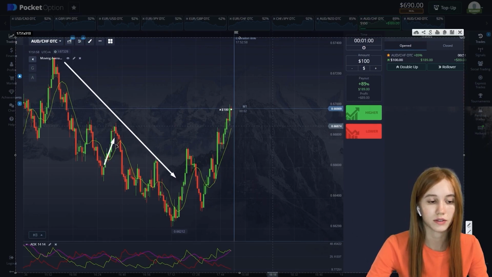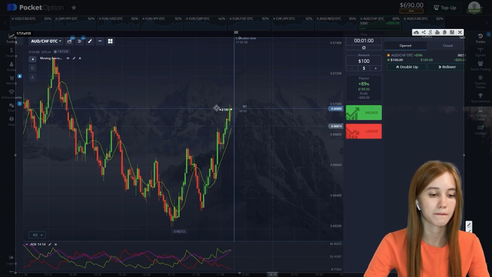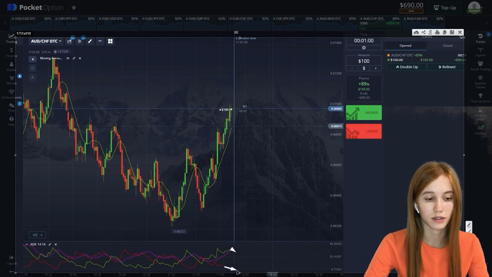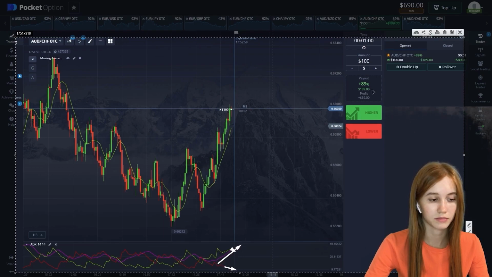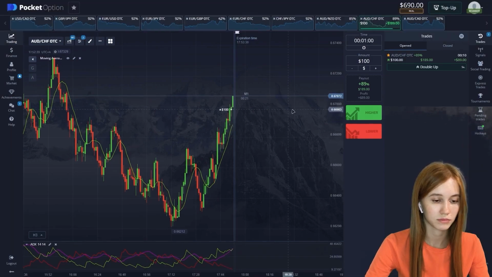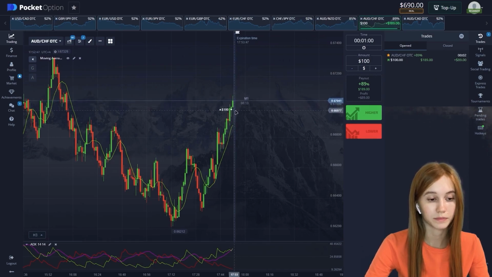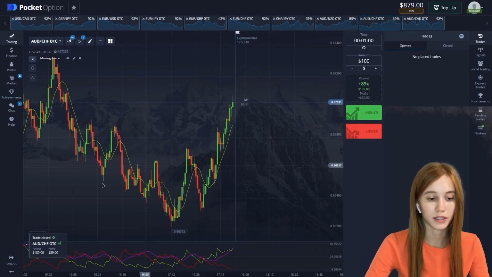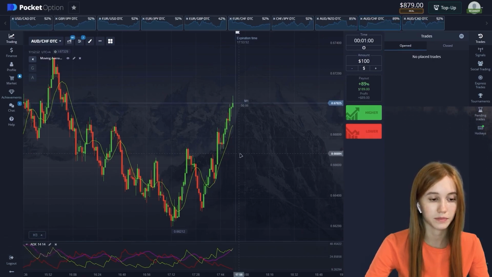Also on ADX, the green line began to go down, but the red line also went down. The purple line went up strongly, indicating great instant intensity. These are 7 seconds until the end of the deal. And let's see. The chart is growing well. Plus deal, profit is $89. Good. Let's move on.